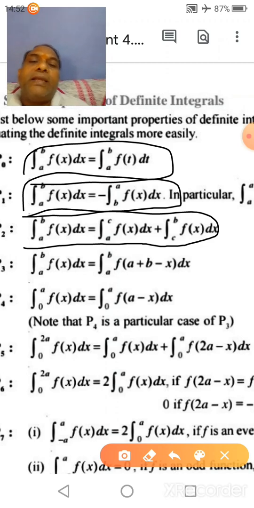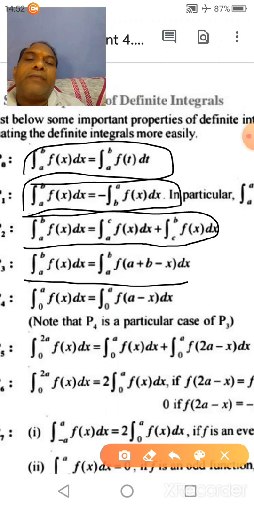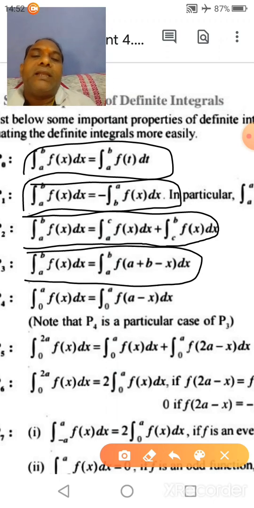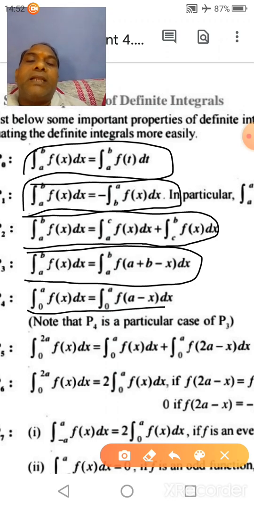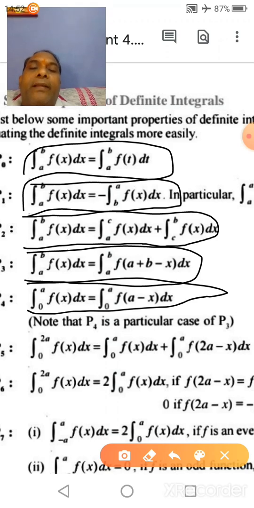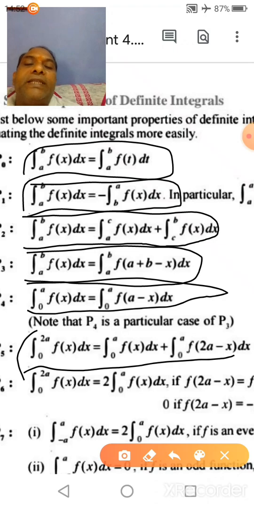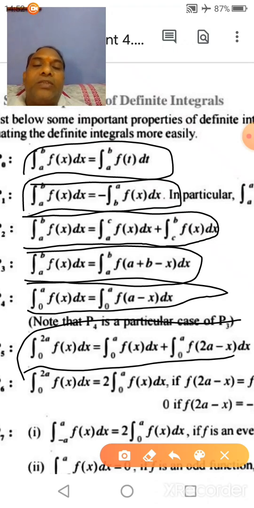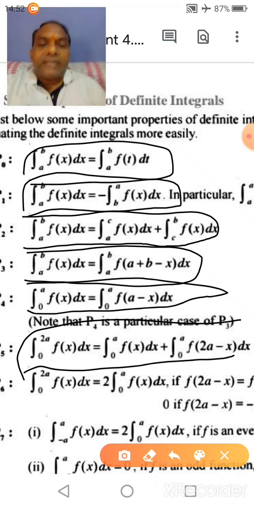Next property: integration a to b f(x) dx is equal to integration a to b f(a plus b minus x) dx. Next property: integration 0 to a f(x) dx is equal to integration 0 to a f(a minus x) dx. Next property: integration 0 to a f(x) dx is equal to integration 0 to a f(x) dx plus integration 0 to a f(2a minus x) dx.